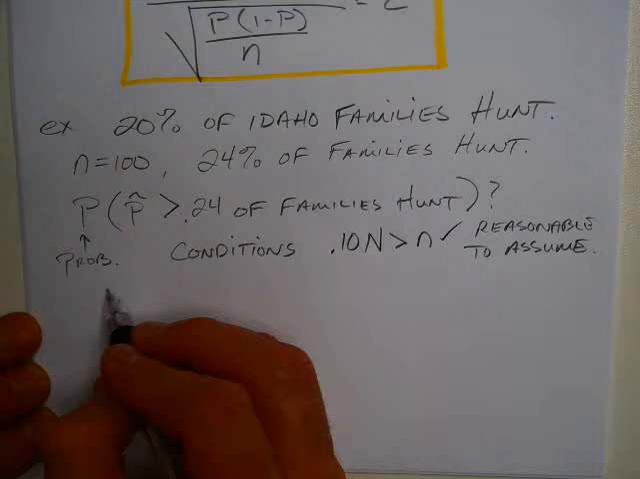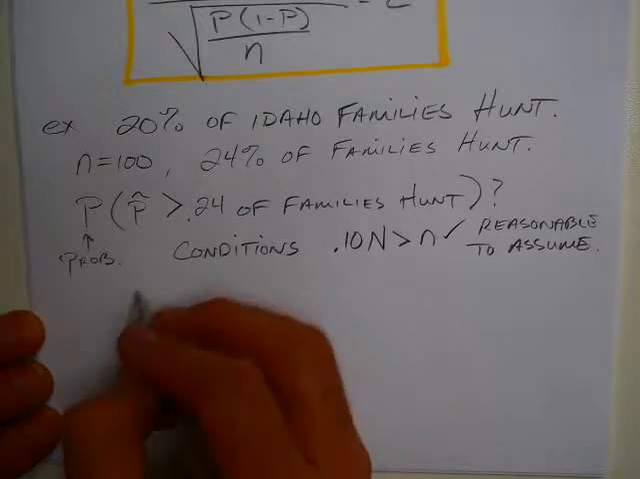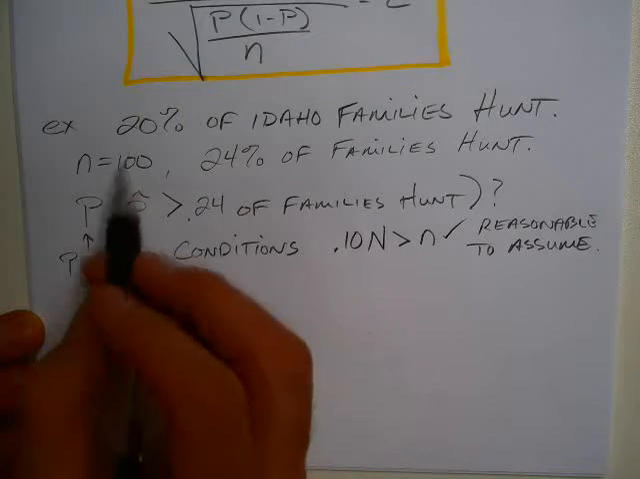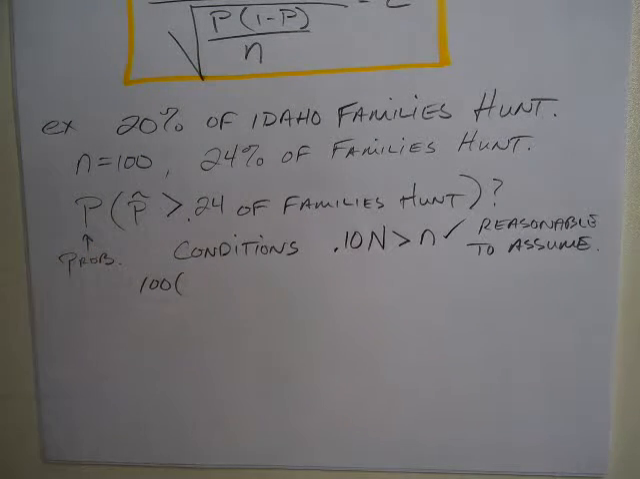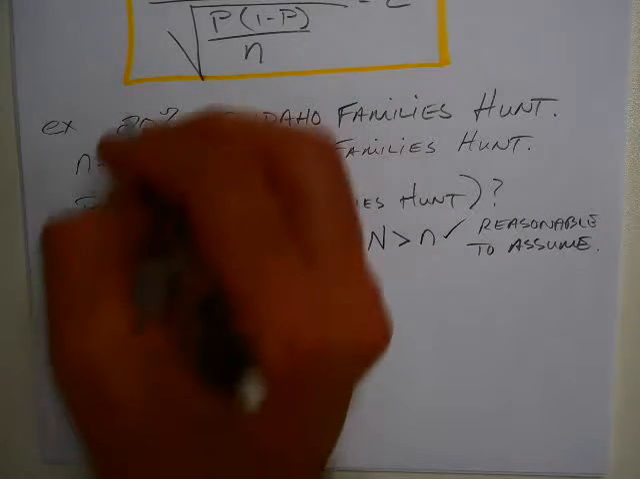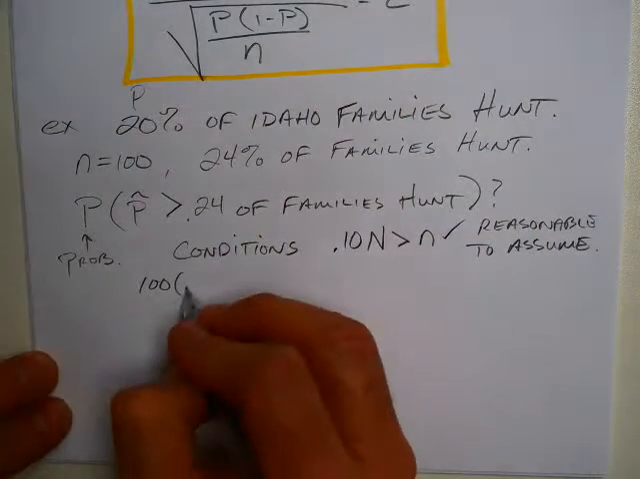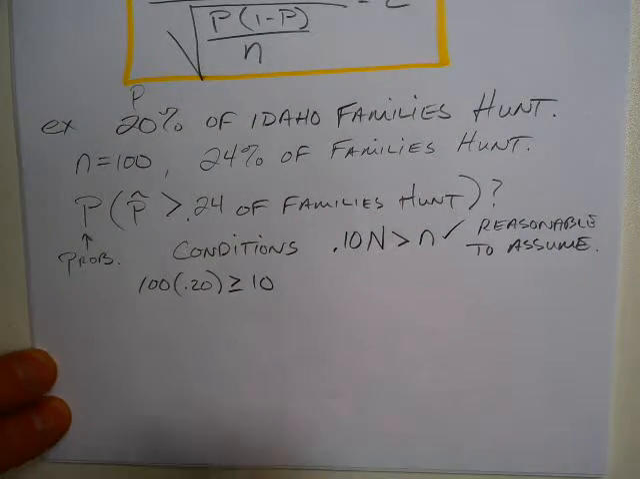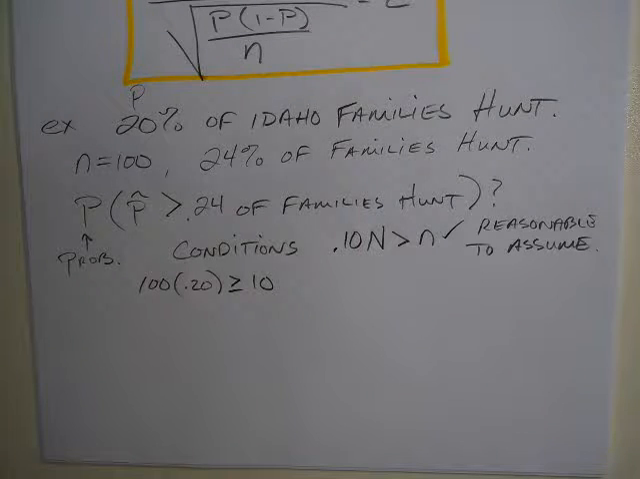Okay, so the next thing is the large counts condition. Is 100 n times p, this would be my p, right? The claim or the population proportion is 20%. So this is my big P. Is that greater than or equal to 10? Is 20% of 100 greater than or equal to 10?